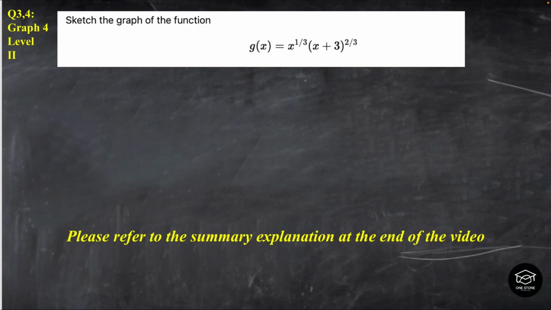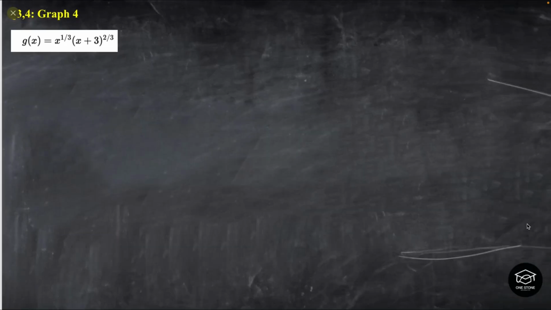We're going to sketch the graph of the function g of x equals x to the 1/3 times the quantity x plus 3 to the 2/3. In symbols, g of x equals x raised to the 1/3 multiplied by the quantity x plus 3 raised to the 2/3. To understand the shape of this graph, we'll analyze its derivative. This will help us identify where the function increases, decreases, and whether it has any local minimum or maximum points.